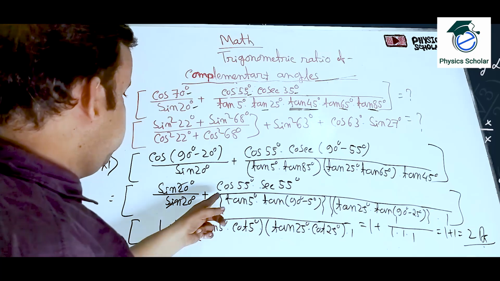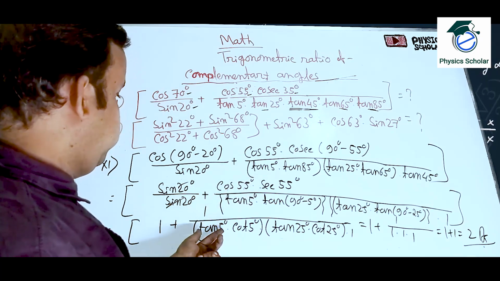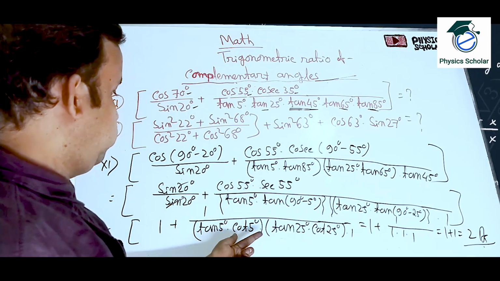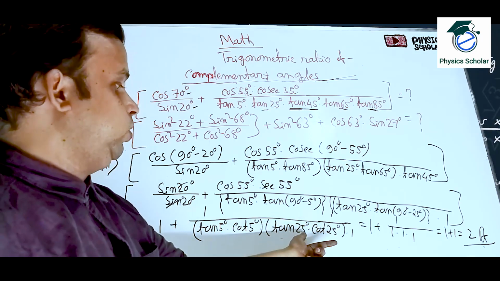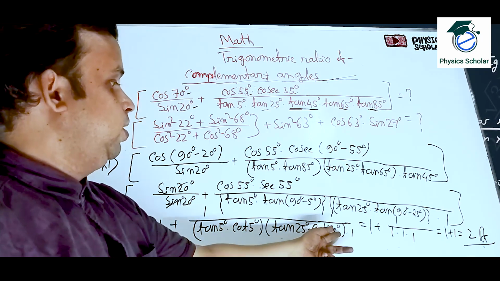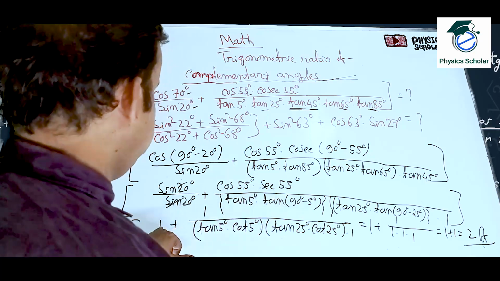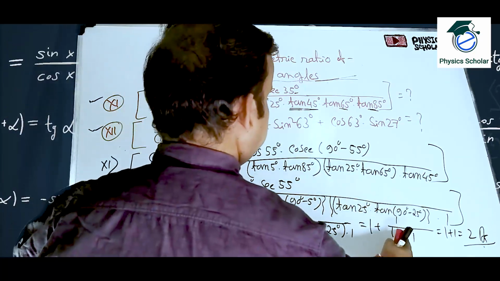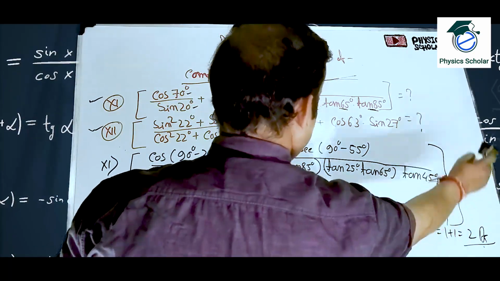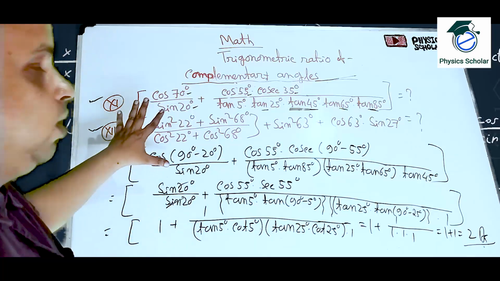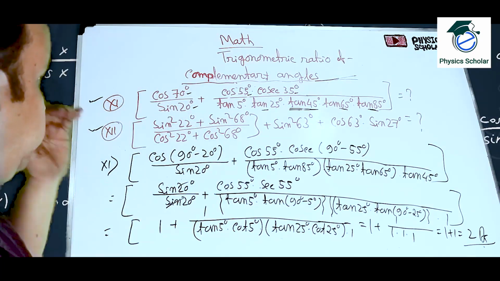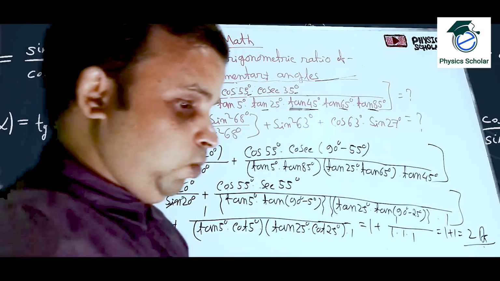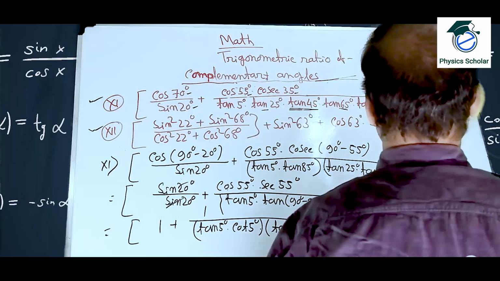So this will be cancelled. Now cos into sec means 1. So tan theta into cot theta means 1. Tan 25 into cot 25 means tan theta into cot theta, both the angles are the same, so it is also 1, and into 1. So 1 plus 1 divided by 1 into 1 into 1, that means 1 plus 1, that means 2. So this is sum number 11. I hope you have understood this. Now let us move to sum number 12.